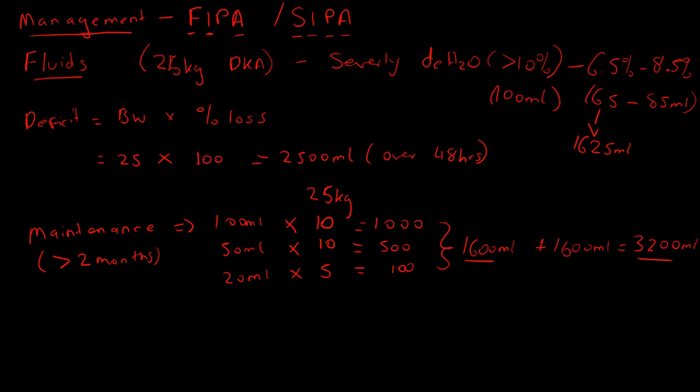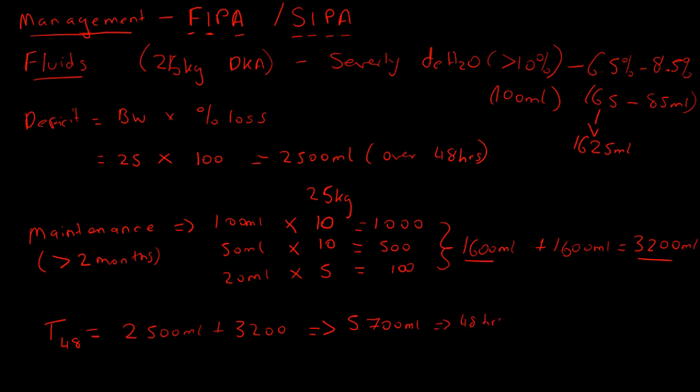So now the total fluid that this person is going to be receiving is, of course, your deficit that is going to be given, 2,500 mils, added to your maintenance in the 48 hours, which is going to be 3,200. This is the total fluid that you're going to be giving in 48 hours. So we'll call this T48. If we do the math, 2,500 plus 3,200 gives us a total of 5,700 mils in about 48 hours.